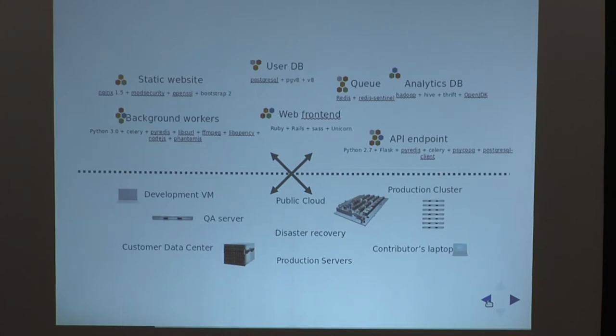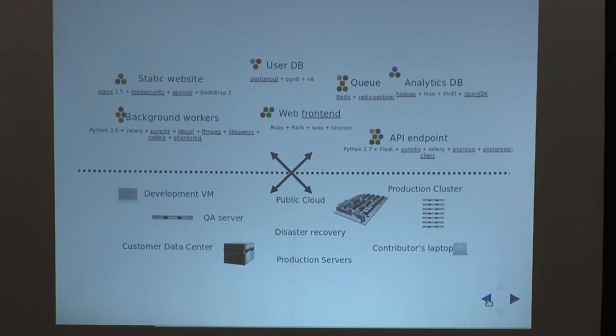I do apologize, guys. Okay, so here's the problem. If you look on the top half, we have all these different services, entities, things. We've got static websites, user databases, queues, analytic databases, API endpoints, web front ends, all this code. We've got stuff in Java, Python, Ruby, JavaScript, HTML and all this other stuff. And we've got to deploy it on the bottom half. So we've got development VMs, QA servers, production clusters, contributor laptops and stuff. So the real problem is, how do we make all that stuff on the top work on everything on the bottom?